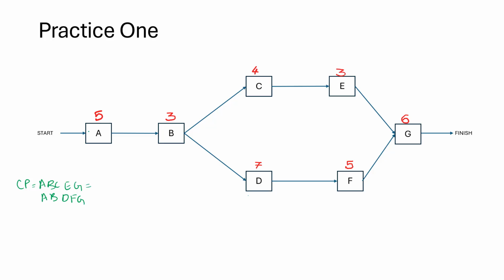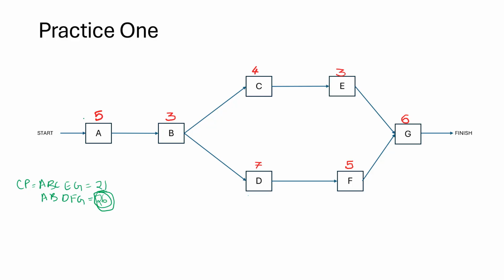Now A, B, C, E, G will be 5 plus 3, 8, 8 plus 4, 12, 12 plus 3, 15 and 6, 21. Okay. Now for the other path, 5 plus 3, 8, 8 plus 7, 15, 15 plus 5, 20, 20 plus 6 is 26. So this is your critical path. Okay. And total project duration is going to be 26.